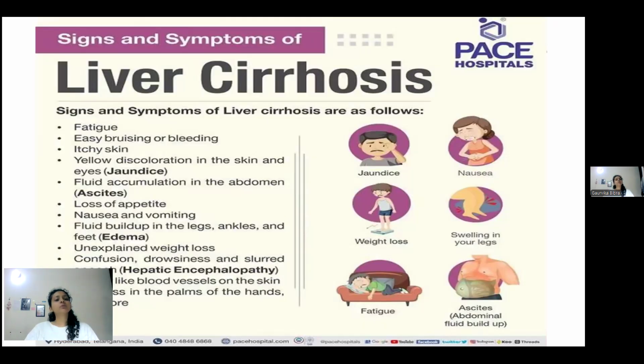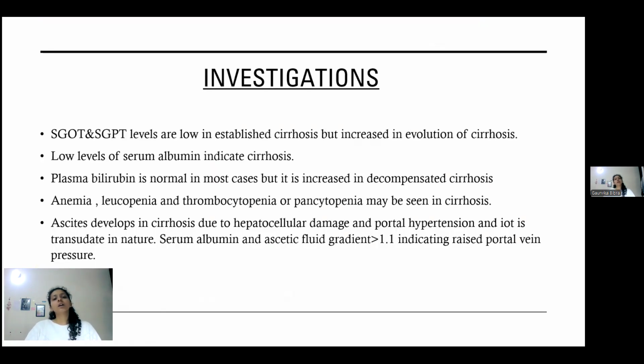The signs and symptoms include fatigue, easy bruising or bleeding, itchy skin, jaundice, ascites, loss of appetite, nausea and vomiting, edema, hepatic encephalopathy, unexplained weight loss, spider telangiectasia, redness in the palms and hands.